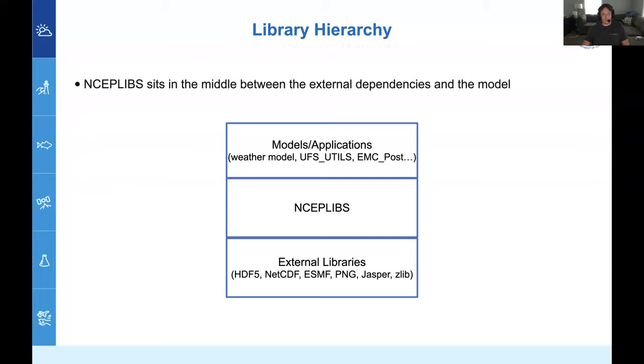So this is the library hierarchy. You have all these external libraries, which are basically NetCDF, ESMF, Jasper, and a couple others. Then you build NCEP libs, and then you can finally build and run your UFS short range weather app or the weather model or whatever.